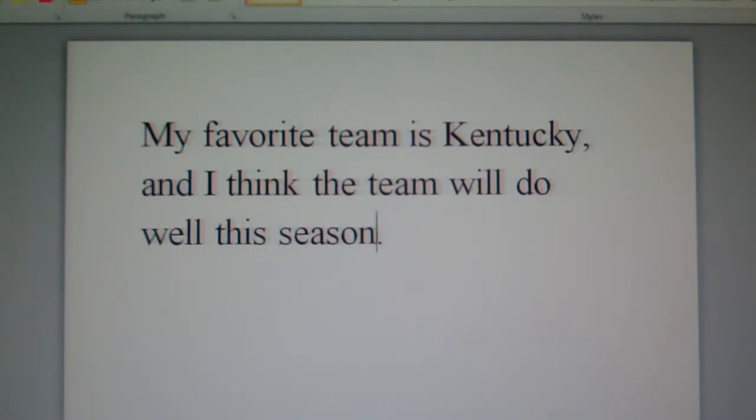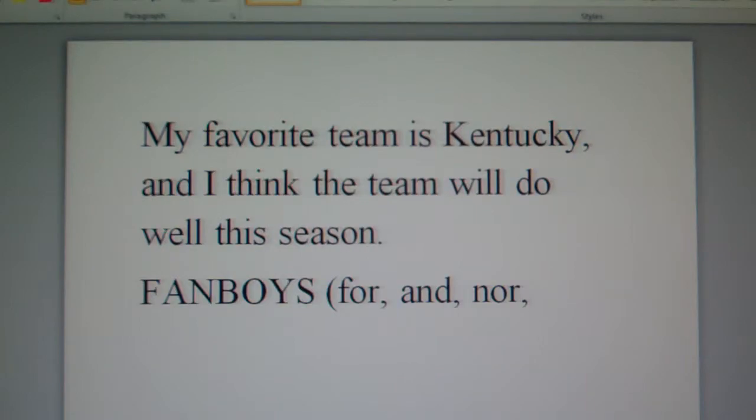I want to come down here, though, and I want to stress to you this an acronym, fanboys. It is an acronym, and each letter in the word fanboys does, in fact, represent a coordinating conjunction. That's just a short way of saying coordinating conjunctions. So it's for, and, nor, but, or, yet, and so. So if you can remember the term fanboys and try to match up which fanboy coordinates to each coordinating conjunction, you have a good chance of remembering your first set of words.